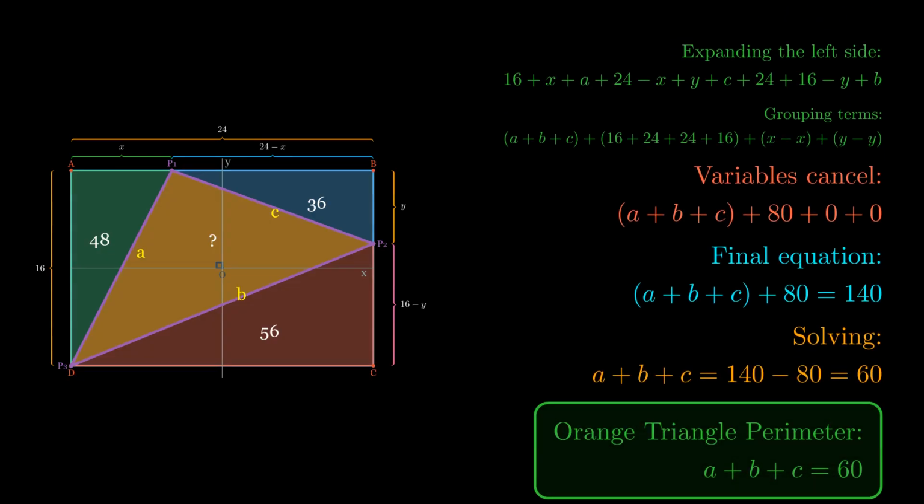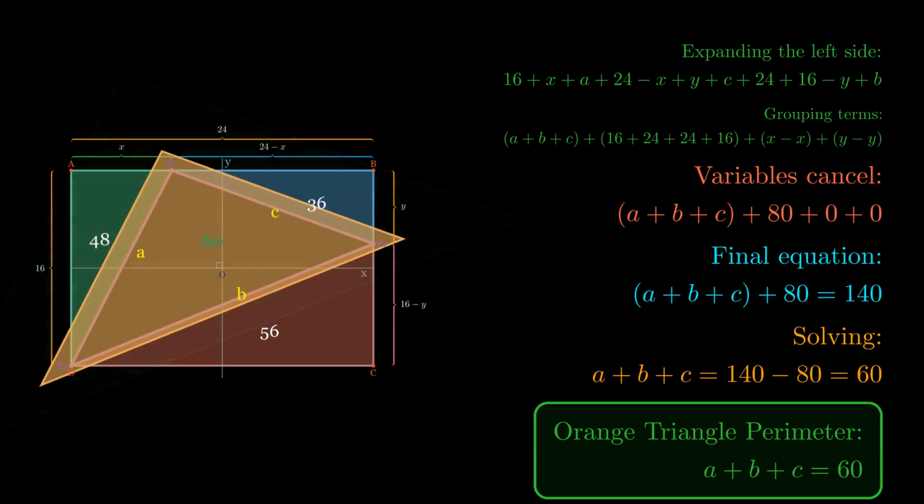The perimeter of our orange triangle is exactly 60 units. The answer is 60 units. The beauty of this solution is how we found the perimeter without directly calculating each side length.